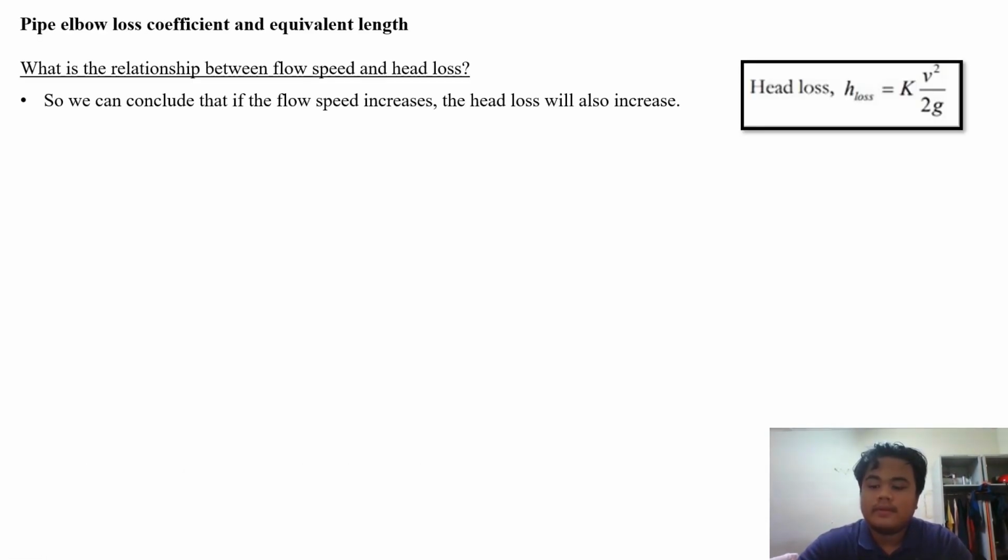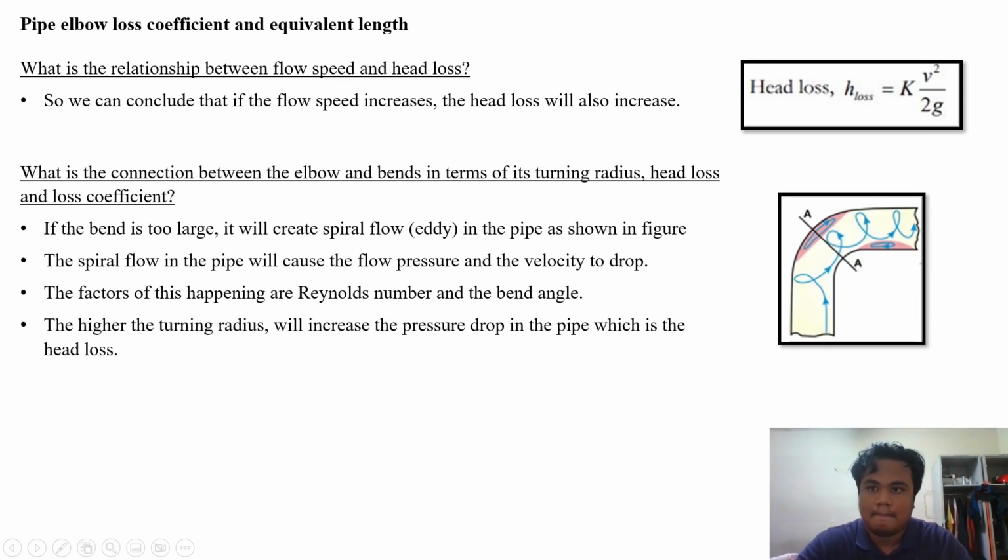The next part of the equation covers the pipe elbow loss coefficient and equivalent length. The first question is, what is the relationship between the flow speed and the head loss? To answer this question, we also need to refer to the equation. The head loss is directly proportional to V squared. So if the flow speed is increased, the head loss will also increase.